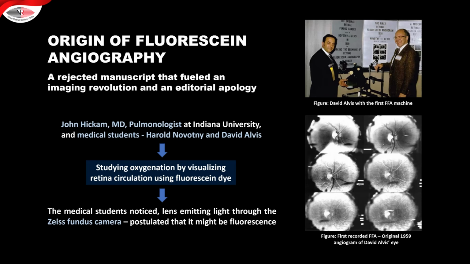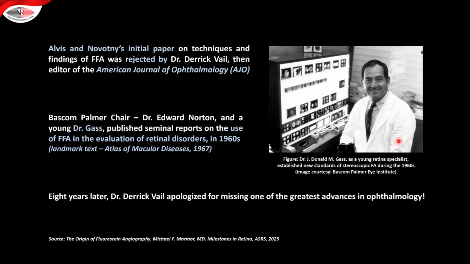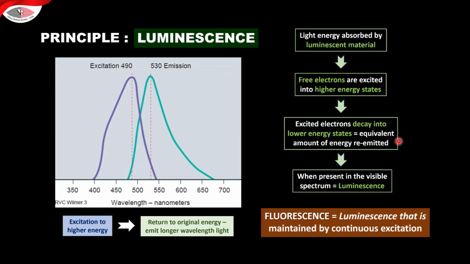They sent this submission at that particular time, and it was rejected by Dr. Derek Whale, who was then the editor of the American Journal of Ophthalmology. After that, Bascom Palmer's chair, Dr. Edward Norton, and a young Dr. Gass published seminal reports on the use of FFA in the evaluation of retinal disorders in the 1960s. 8 years later, Dr. Derek Whale apologized for missing one of the greatest advances in ophthalmology. And that's how the journey of fluorescein angiography began.